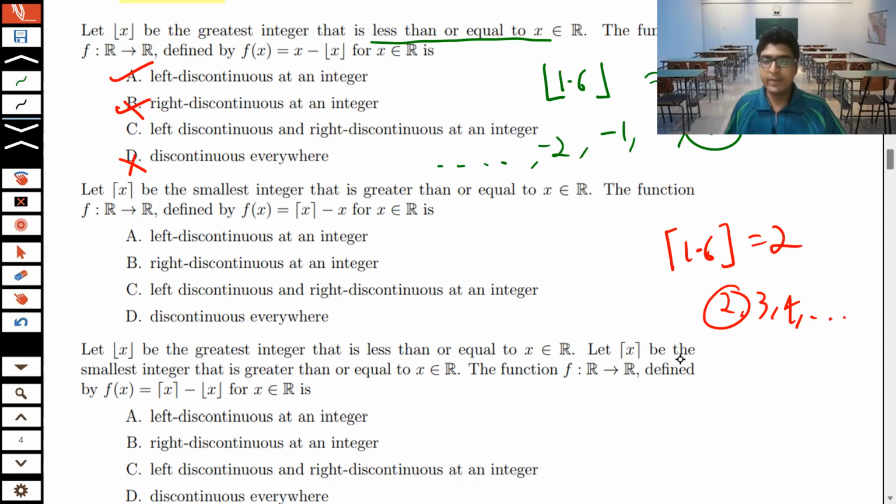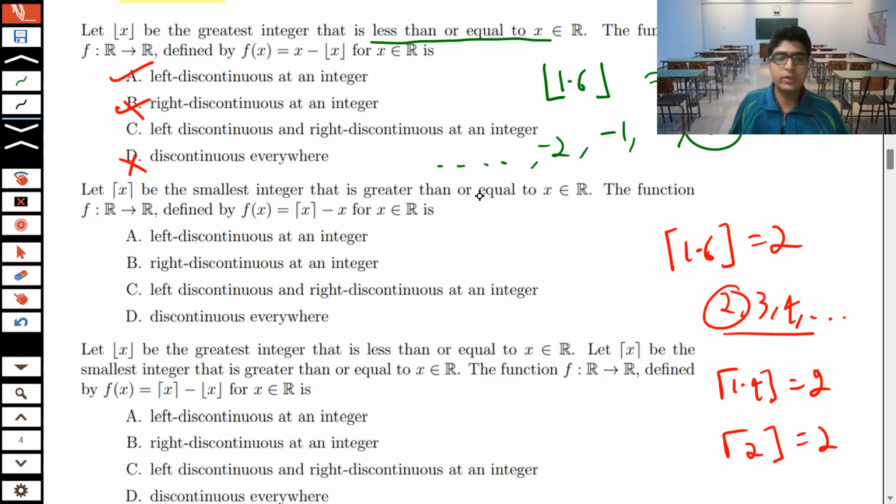What about 1.4? Again, all the integers greater than or equal to 1.4 are these, and the smallest of them is 2. What about 2 itself? Well, it gives you 2 back because it includes equal as well, greater than or equal to x. So again you have all these integers which are greater than or equal to 2, and the smallest of them is 2. What about 1? Well, that is equal to 1. So that's how this function works.